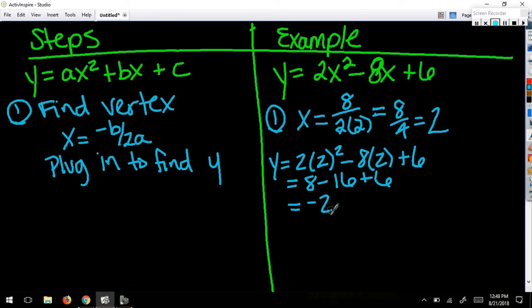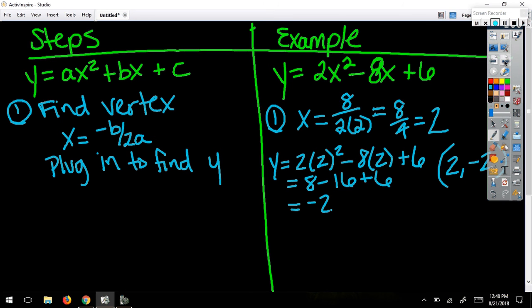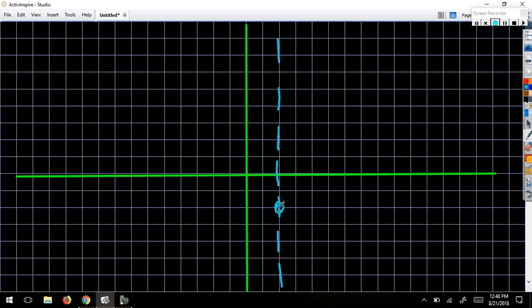Am I going too fast for anybody? Sure? I kind of fly through some of the arithmetic part, so I want to make sure we're all good. So what are the actual coordinates of my vertex? 2, negative 2. On that dotted line, I'm going to go down to negative 2, and that's where my vertex is going to sit. There's my vertex. Everybody okay on that? I hope it's starting to come together a little bit for you. We took it in pieces.